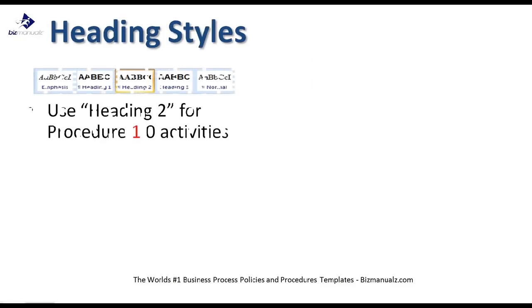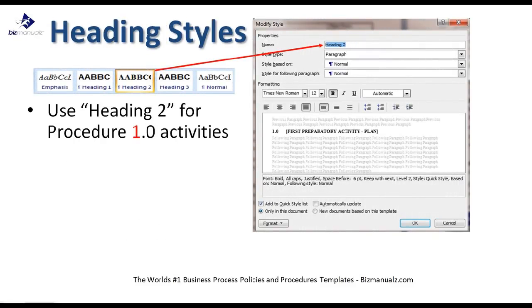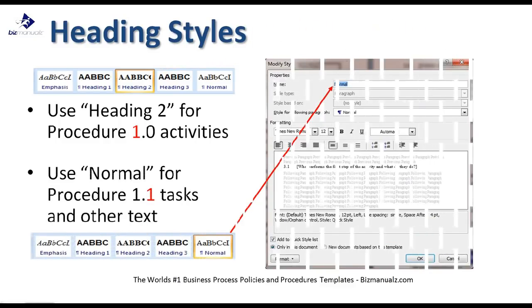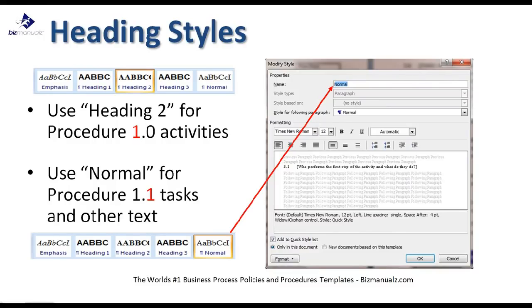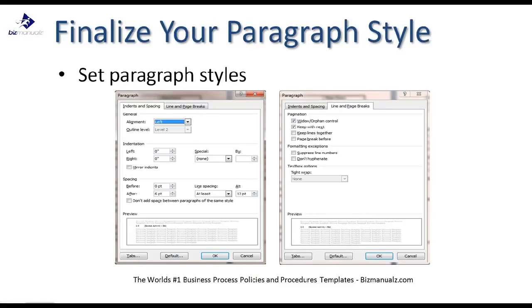Next, we have our styles, the actual heading styles. So we use heading 2 for our procedure activities. Those are the 1.0 elements. For the 1.1 type elements, those are our tasks and the other tasks. Normal works fine. And then set your paragraph styles, which is spacing of 6 points after each paragraph, maybe line spacing of 12 points. We turn on widow and orphan control, and keep with next is good for headers.